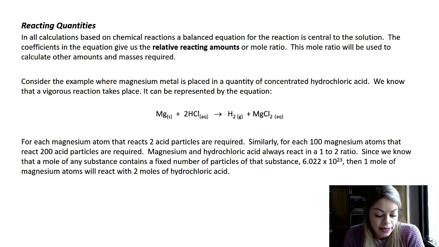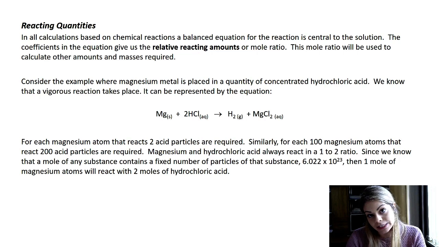So the last thing we're looking at in stoichiometry for now is reacting quantities, which is using what we've learnt so far, but looking at a whole reaction, a whole equation. So if we look at this equation here, we've got magnesium and hydrochloric acid reacting to form hydrogen gas and magnesium chloride.